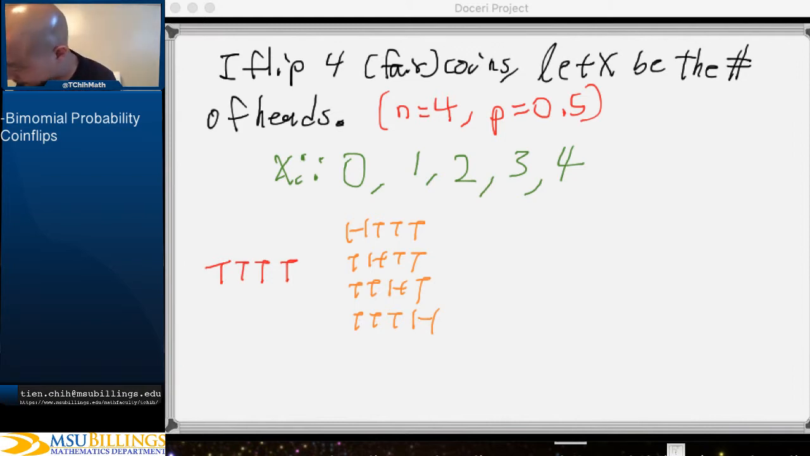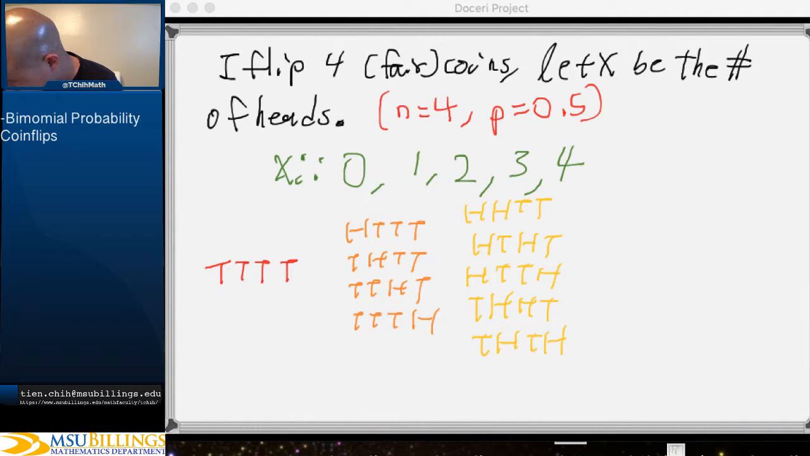So if we take a look at what type of coin flips go there: heads, heads, tails, tails; heads, tails, heads, tails; heads, tails, tails, heads; tails, heads, heads, tails; tails, heads, tails, heads; and then tails, tails, heads, heads. And we count 1, 2, 3, 4, 5, 6 of them. So those correspond to the 6 different ways you can flip a coin and get 2 heads.